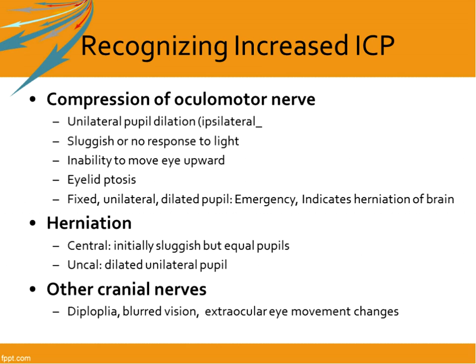Let's see, what else do I want to tell you? Oh, I know what I want to tell you. Because of that compression of cranial nerve 3, that can result in paralyzing the muscles controlling the pupillary size and shape. So in this type of situation, if you have a fixed, unilateral, dilated pupil, that's considered to be a neurological emergency, because that's an indication that the brain has herniated.